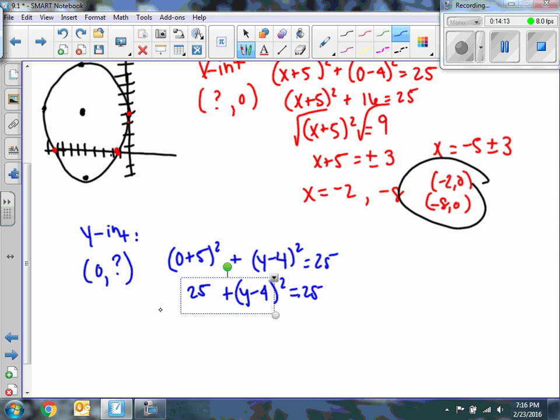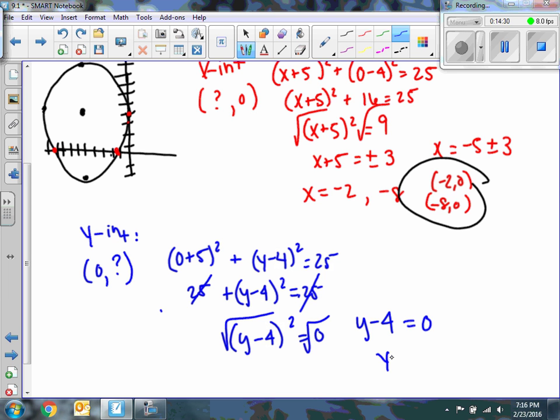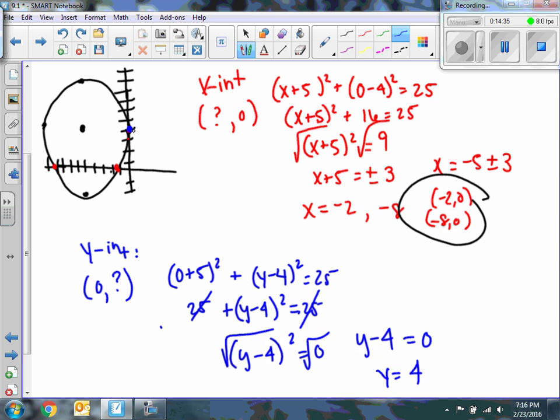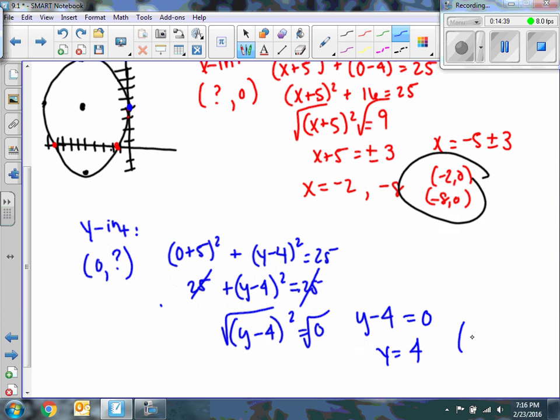What happens here is my 25s actually end up canceling each other out, and I'm left with y minus 4 quantity squared equals 0. Well, when I square root both sides, the square root of 0 is still 0. So I'm left with y minus 4 equals 0. So y is 4 is my only solution, which means right here we only have one y-intercept. So my answer here would be 0, 4.